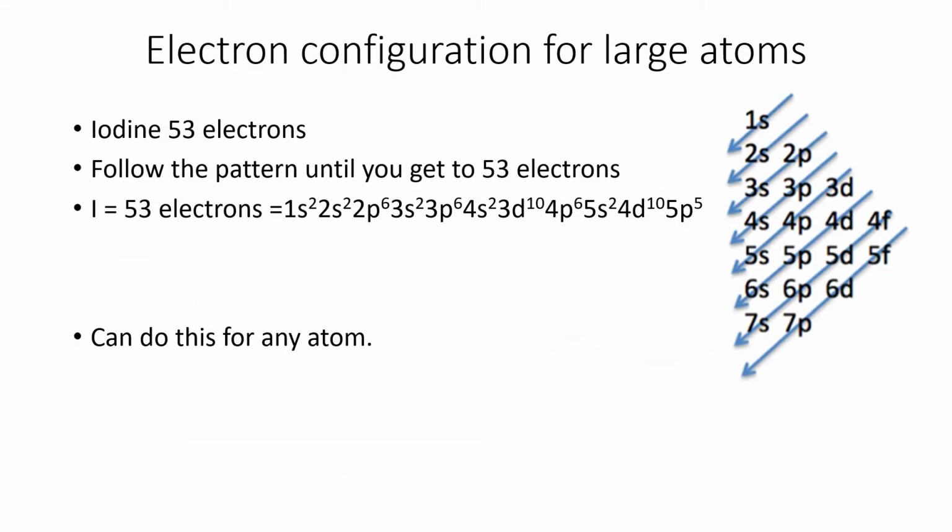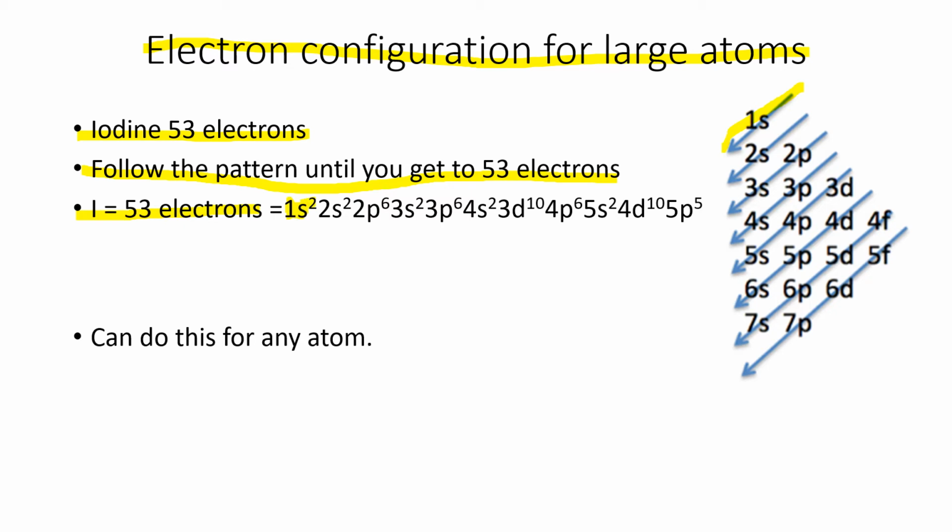So let's do an electron configuration for something that's a little bit larger. Let's do something like iodine. Iodine has 53 electrons. All you have to do is follow the pattern until you hit those 53 electrons. So iodine is 53 electrons. Start filling it up. Looking over at my diagonal, what do I have? Well, first diagonal I hit is 1s. That's going to be my first orbital, 1s. How many electrons can fit in the s orbitals? 2. So I'm at 1s2.